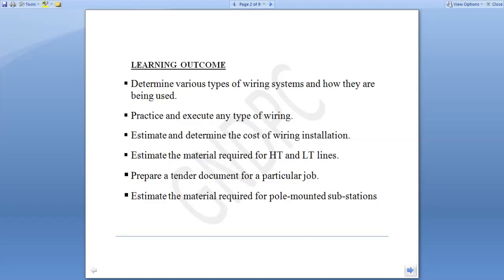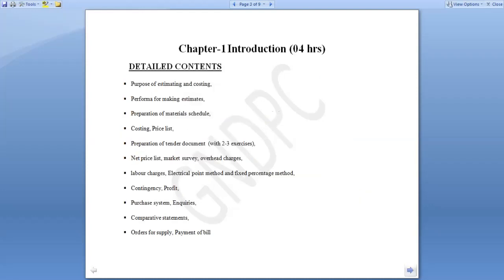Further, the estimation and determination of the cost analysis of wiring installations, to estimate the material required for high tension as well as low tension lines, preparing a tender document for a particular project, and then to estimate the material required for a pole mounted substation.